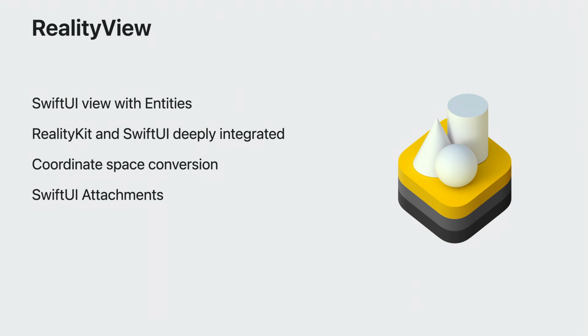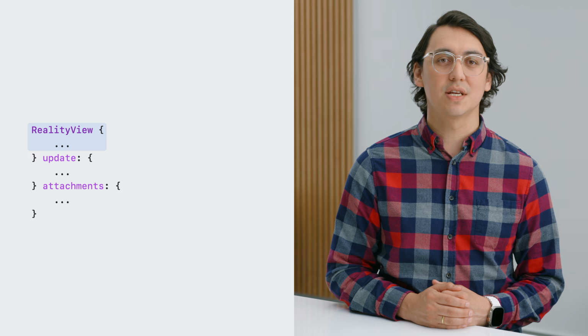Let's take a moment to look at how we can use attachments inside Reality View. The Reality View initializer that we're going to use takes 3 parameters: a make closure, an update closure, and an attachments view builder. The make closure allows you to create entities and attach them to the root entity. The update closure, which is called whenever the state of the view changes.